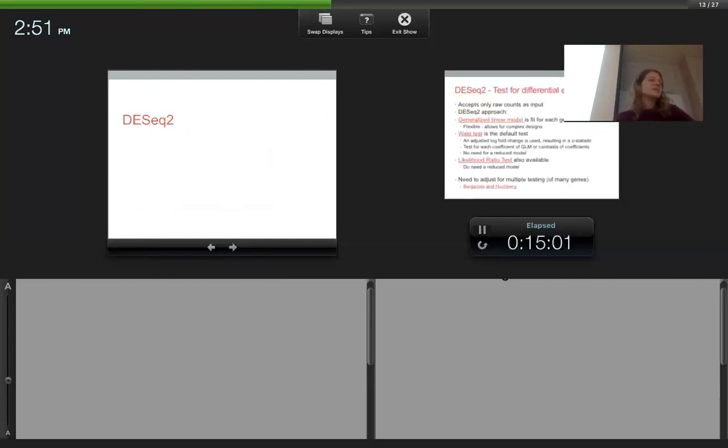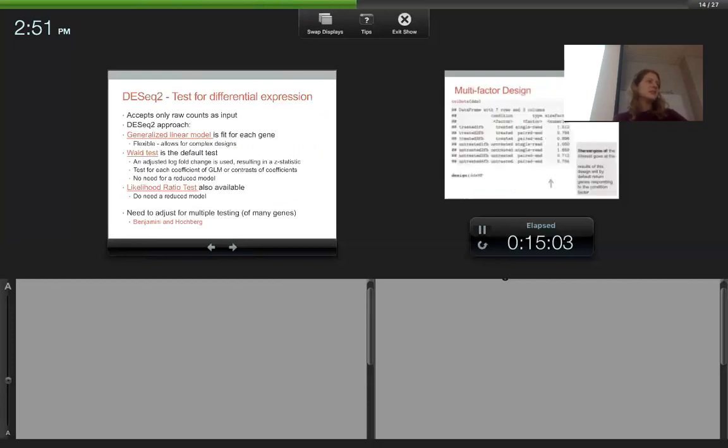So a little bit more information about DESeq2. It is important to realize that it accepts only raw counts as input. Do not put RPKMs. Do not put TMMs. Do not try to normalize your data in any way. Do not try to adjust for read depth per library. DESeq2 is this very comprehensive package, and it wants to do everything for you. So only put in raw counts.